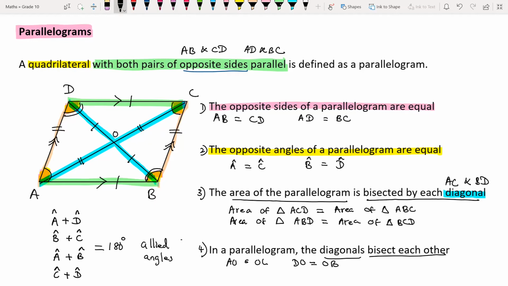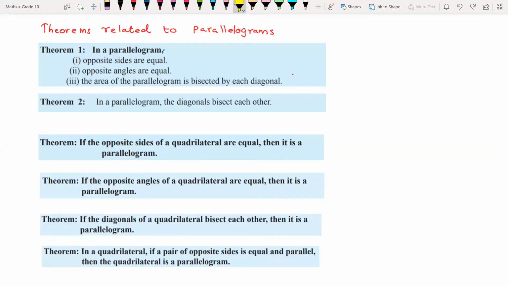A and B, and also C and D, right? So keep this point as well, because this is important for you to solve certain questions. Next you should know about the theorems related to parallelograms. Theorem 1 and theorem 2, actually I discussed. These are the properties of a parallelogram, right?